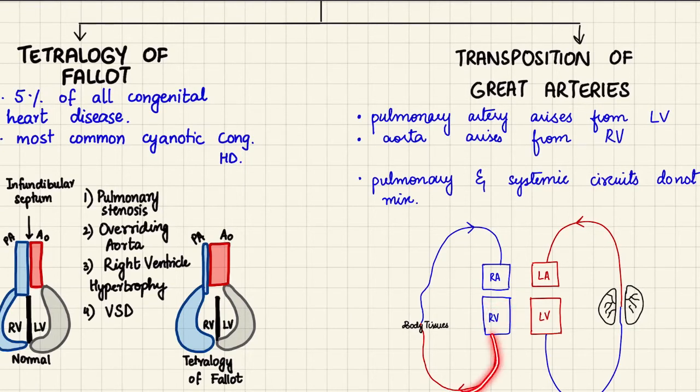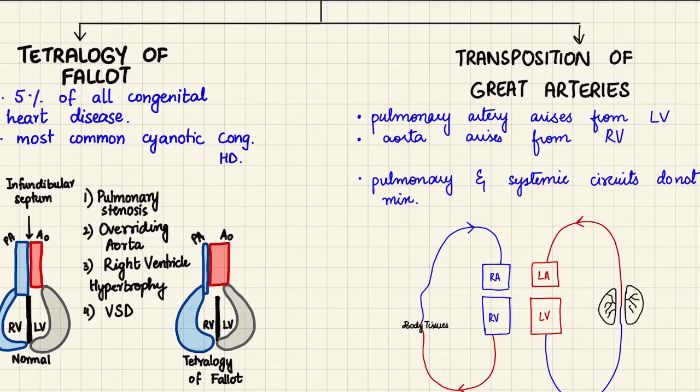So it will go to the body tissues, then come back through the venous circulation and go to the right atrium. So this is an independent circuit, and similarly the left ventricle pumping blood into the pulmonary artery and then going back through the pulmonary veins into the left atrium, that will be an independent circuit as well. So both the pulmonary and systemic circuits will not mix.